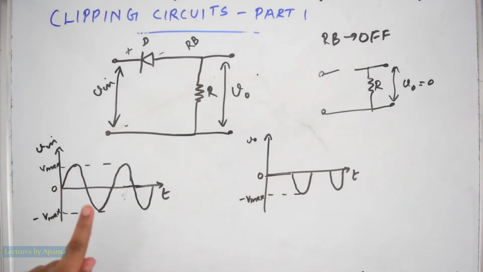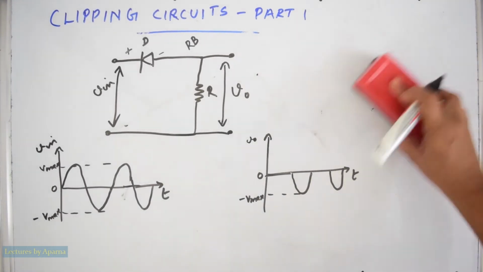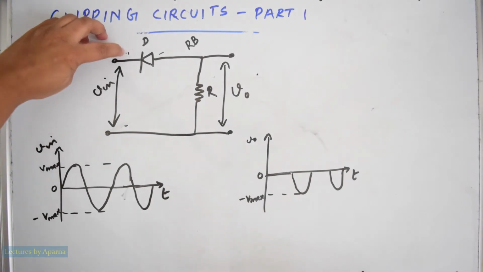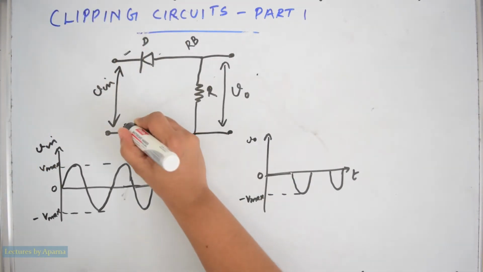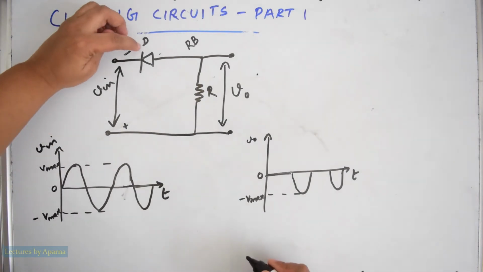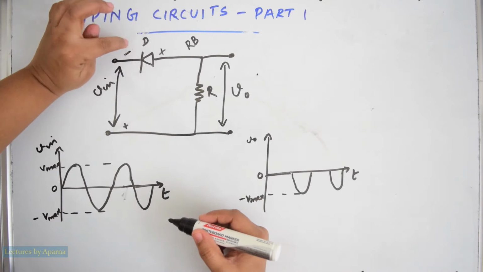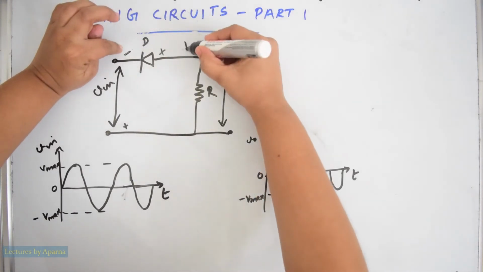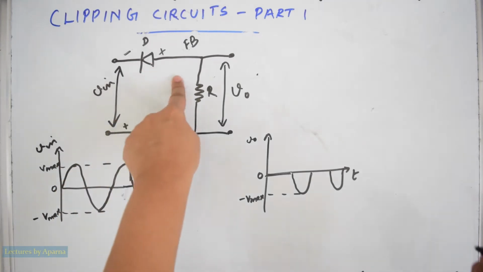Now let's consider the case when the negative half cycle comes here. What happens when a negative half cycle comes here? It is negative here and positive there, so this cathode is negative compared to the anode. So the diode will be forward biased, or it will conduct. That is, this diode is on.